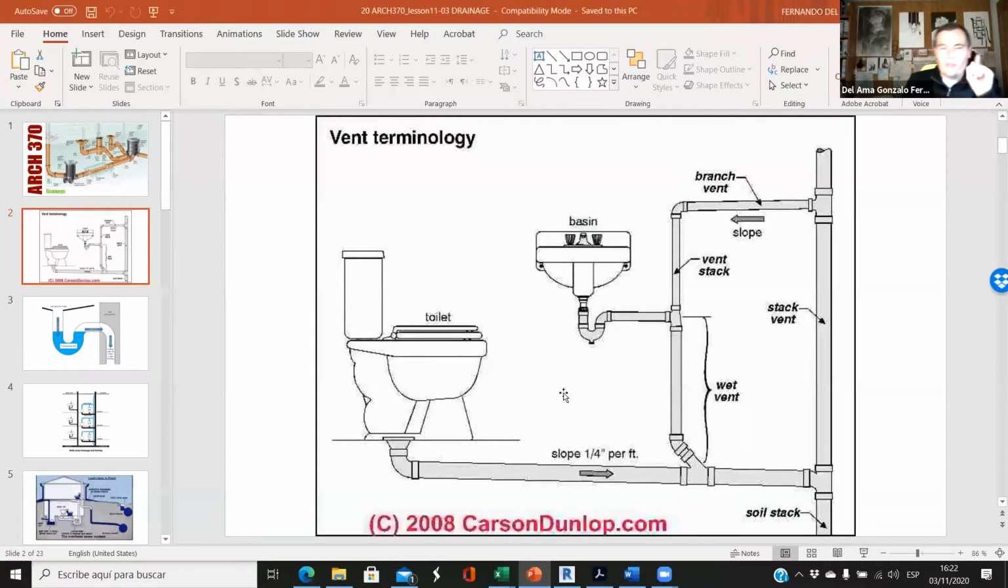So first, we have to make sure that our fixtures include the water traps. If they don't, we have to design a water trap underneath the fixture, any one. It can be a basin, a sink, a washing machine, whatever. We need water traps because otherwise there will be a terrible smell.